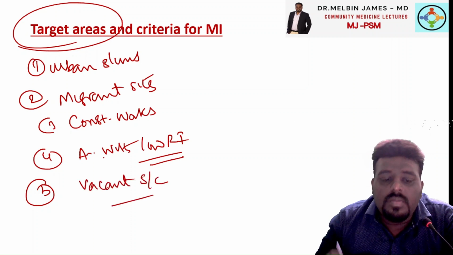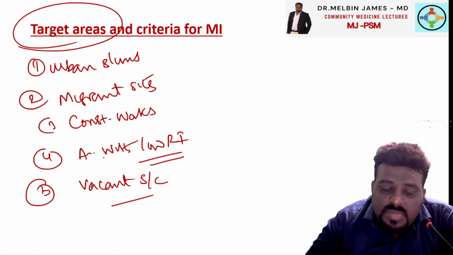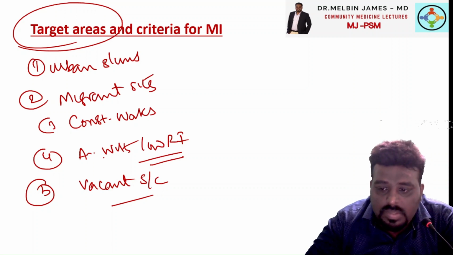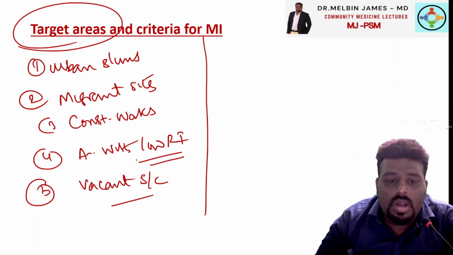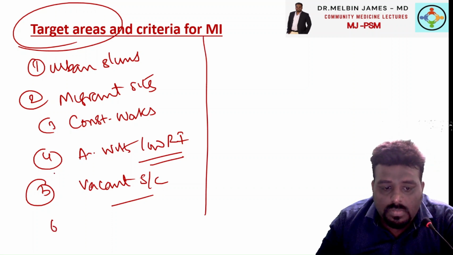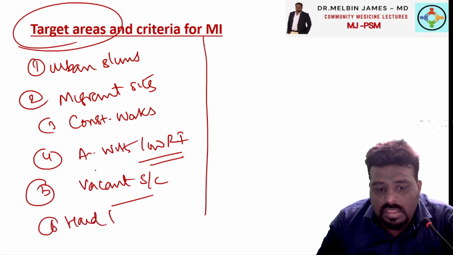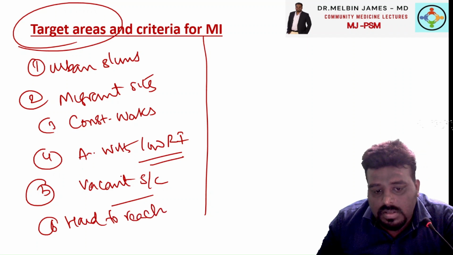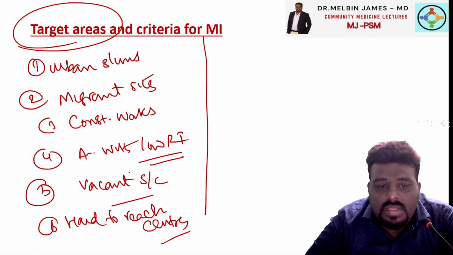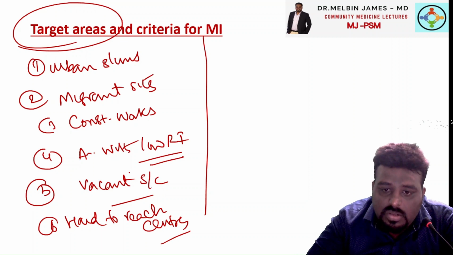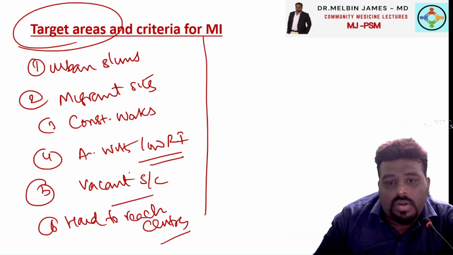What I mean by a vacant subcenter is that no ANM has been posted in the subcenter for the past 3 months, and other hard to reach and remote areas identified by health inspectors or health related persons. So these are the target areas for Mission Indradhanush. These people will be targeted under this mission and the following IMI programs.